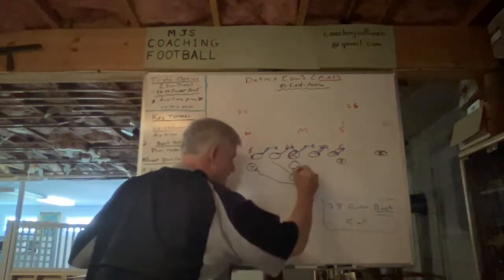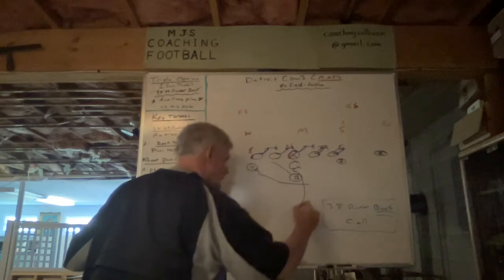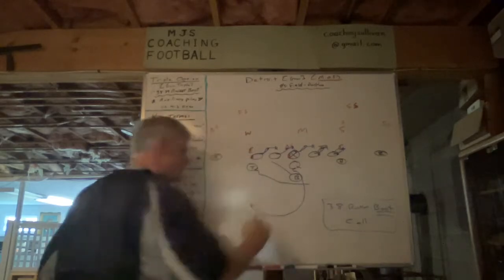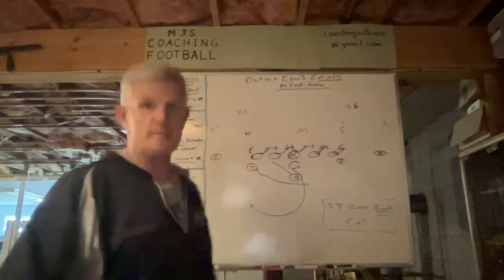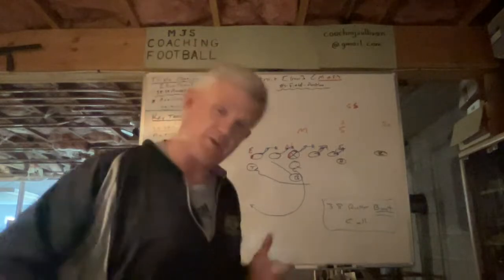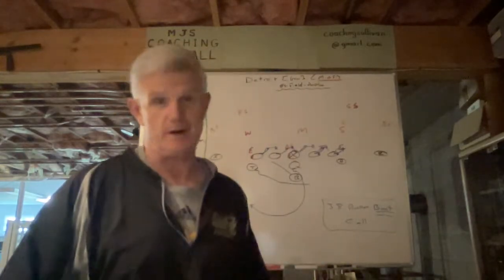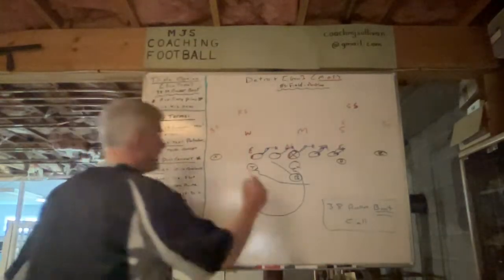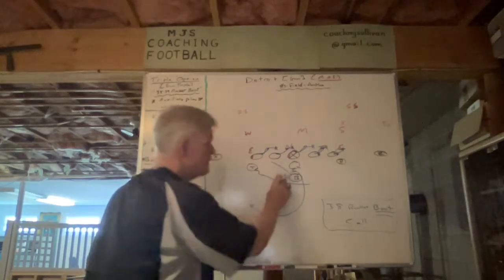So fake the toss action. Right-handed quarterbacks need to get deeper so they can get around and square up their shoulders, right? A left-handed quarterback doesn't have to get as deep because he's booting to the side of his passing arm. All right, so now remember I said I'll come back to the B back.